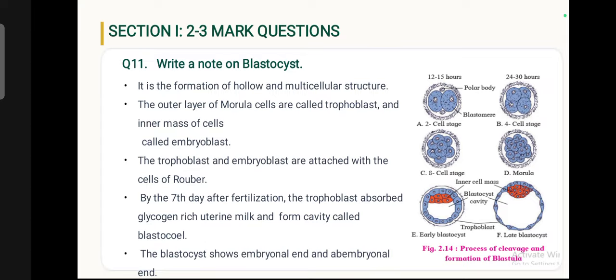Write a note on blastocyst. It is the formation of hollow and multicellular structure. The outer layer of morula cells are called trophoblast and inner mass of cells called embryoblast. The trophoblast and embryoblast are attached with the cells of Rauber. By the 7th day after fertilization, the trophoblast absorbs glycogen-rich uterine milk and forms cavity called blastocoel. The blastocyst shows embryonal end and abembryonal end.